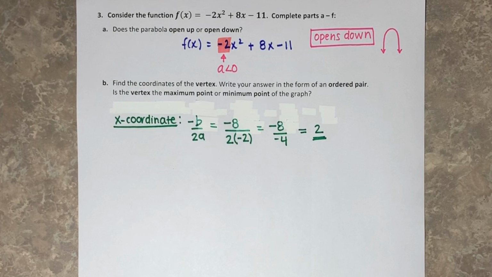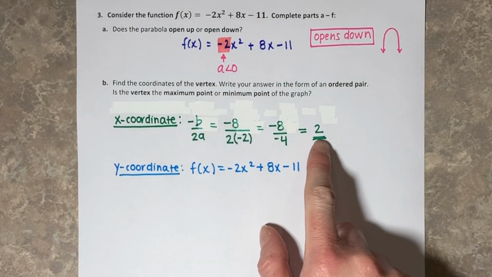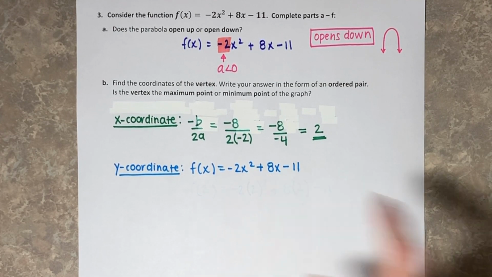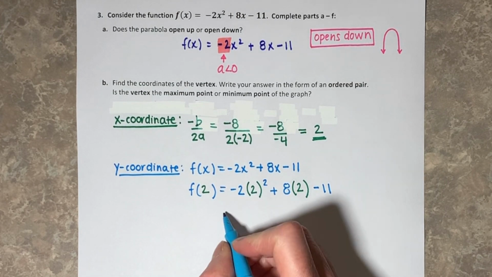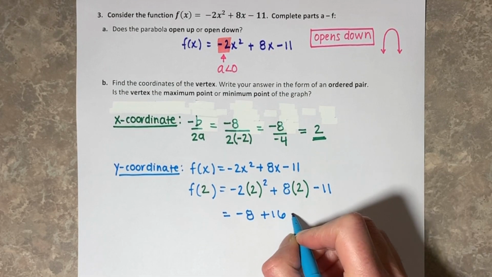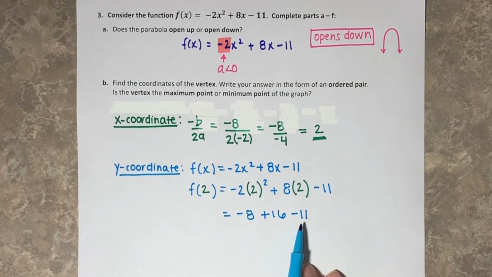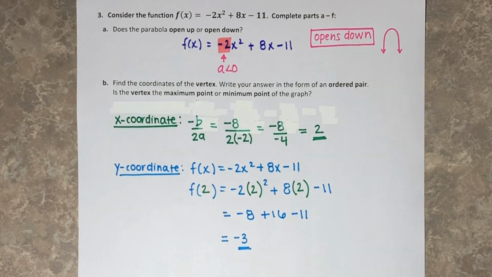Next, we'll find the y-coordinate of our vertex. To start, I've just copied down our given function. Now, to find the y-coordinate, we just want to plug 2 in for x into our given function. And now we can go ahead and compute this. Negative 2 times 2 squared will give us a negative 8, plus 16, minus 11. And if we compute this, this will give us negative 3. So now we found the x and y coordinate of our vertex. The x coordinate is 2, and the y coordinate of our vertex is -3.